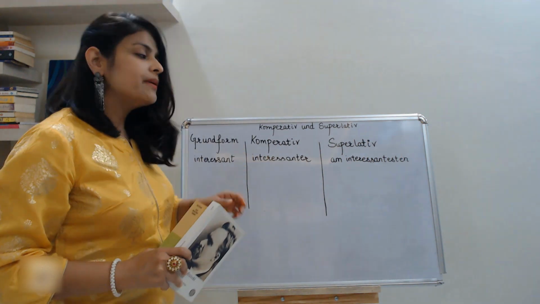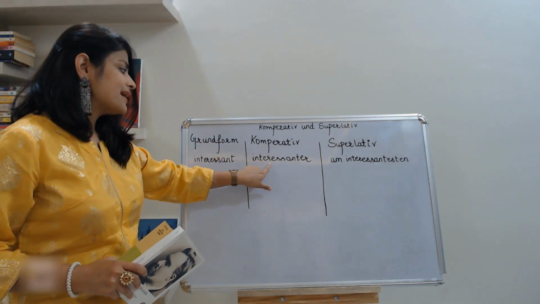Dann hier, das Buch ist interessanter als dieses. Das Buch ist interessanter als dieses means this book is more interesting than this one. So over here there is a comparison, hence we'll be using comparative form, interessanter.